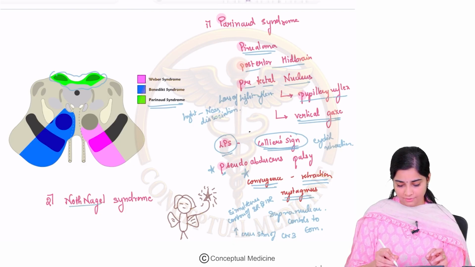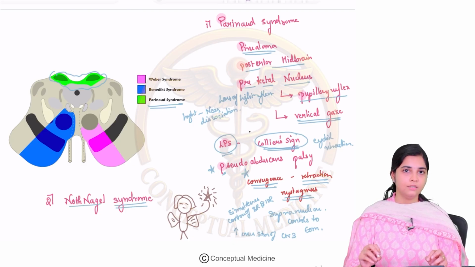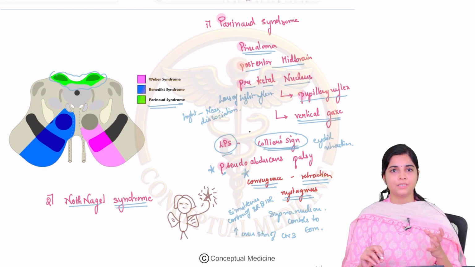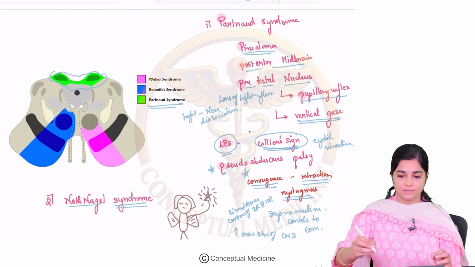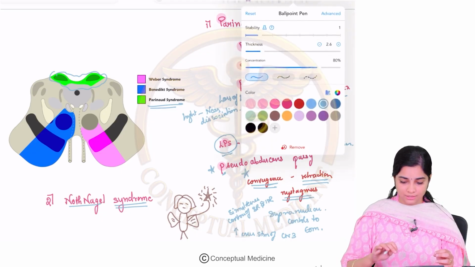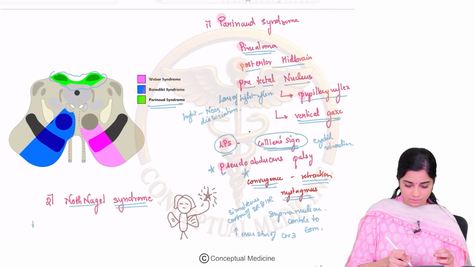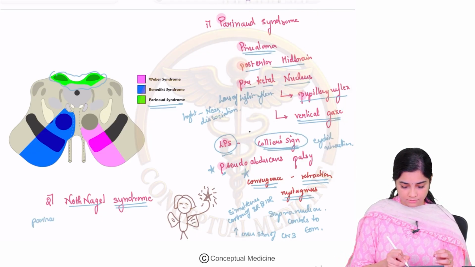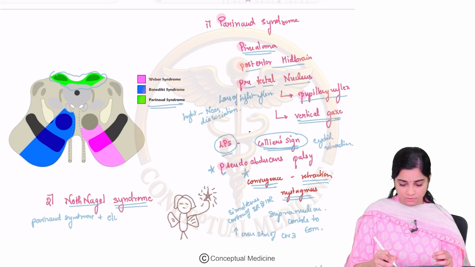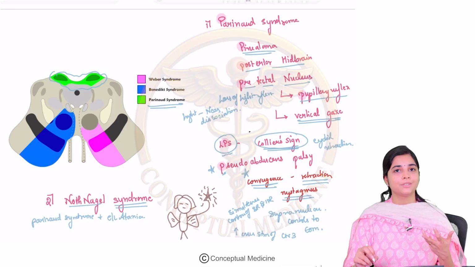Then, the next syndrome is your Nothnagel syndrome. So, how do you remember this confusing term, Nothnagel syndrome? So, what is Nothnagel syndrome? Nothnagel syndrome is Parinaud syndrome with contralateral ataxia. Okay. So, how will you remember this?